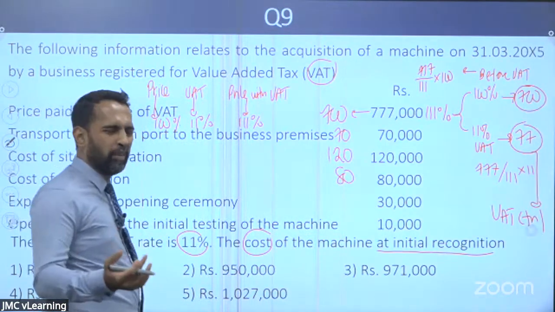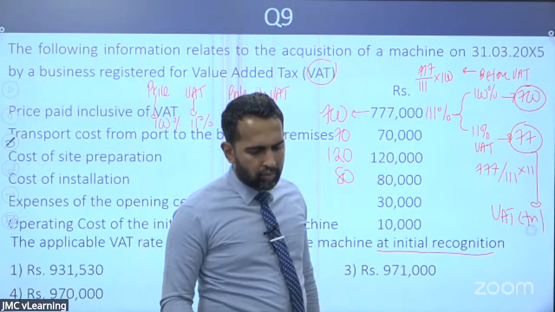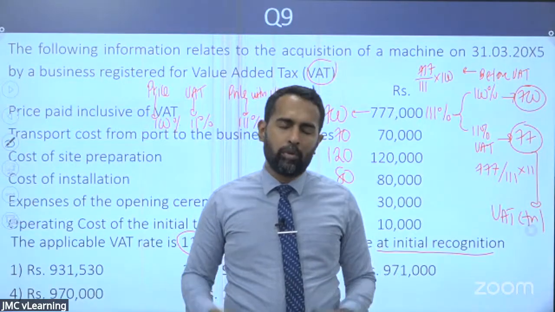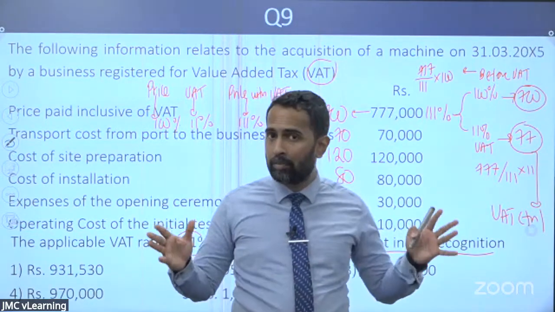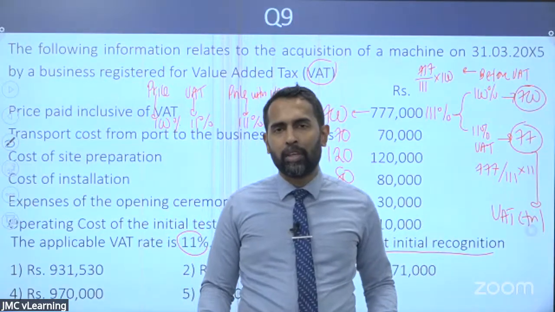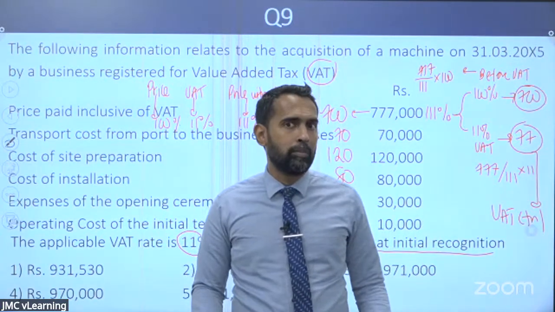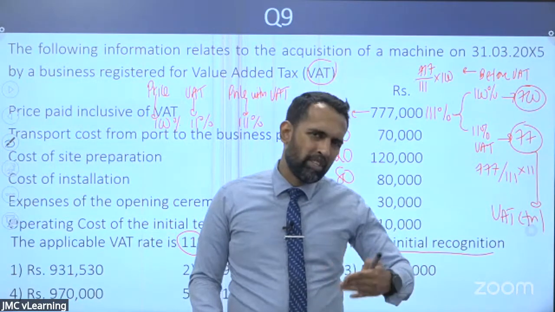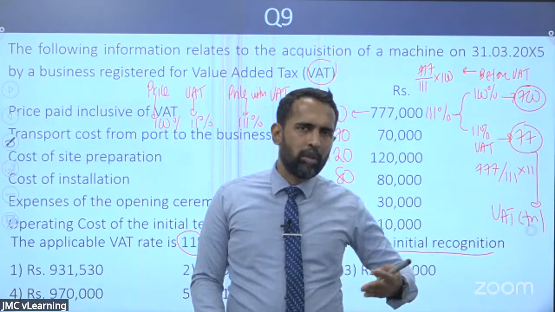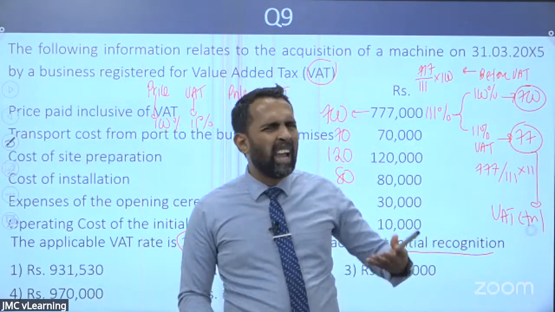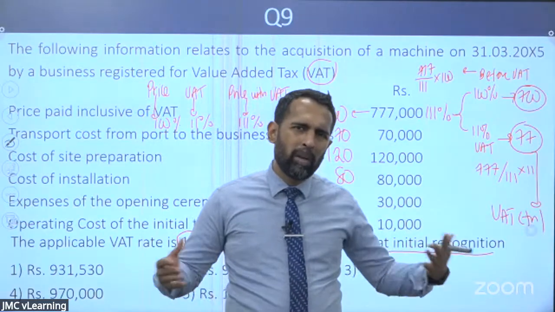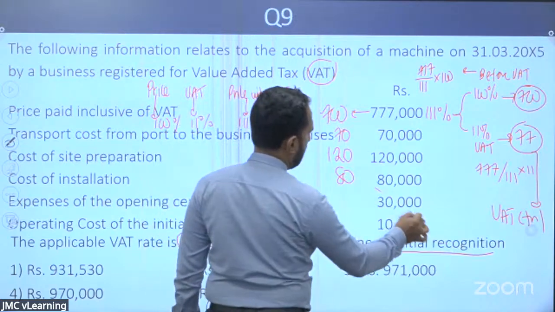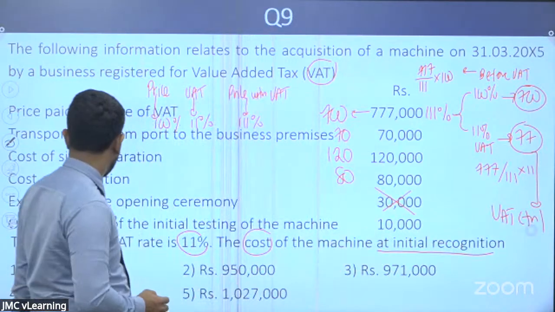Expenses of the opening ceremony. Now you have purchased a machine and you want to put up an opening ceremony, to cut the ribbon, to have music groups, dancing groups, and to invite guests and all. These are not essential, right? You can just use the machine without an opening ceremony. And these are admin things. Doing an opening ceremony is an administration task. So that is not part of your cost. That's an expense.